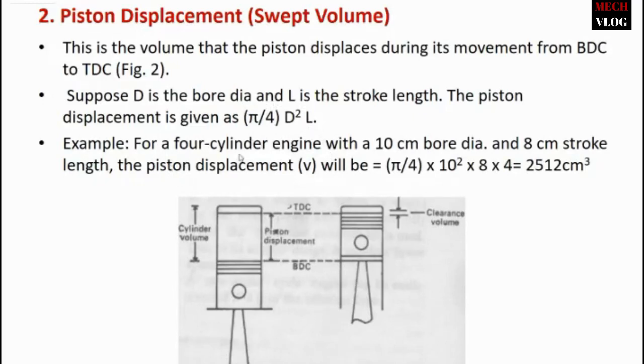For example, for a 4-cylinder engine with a 10 centimeter bore diameter and 8 centimeter stroke length, the piston displacement will be V equals pi by 4 into D square into L. The bore diameter D is 10 centimeter, and L, the stroke length, is 8 centimeter. We have a total of 4 pistons or 4 cylinders, so into 4. By calculating, we get the total swept volume. Okay, so that was piston displacement or swept volume.